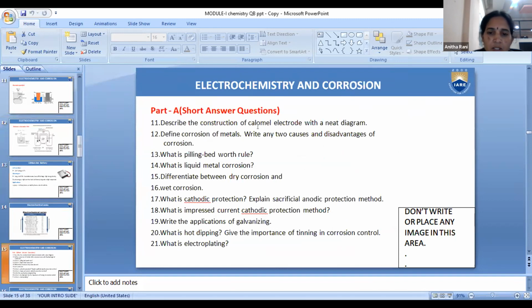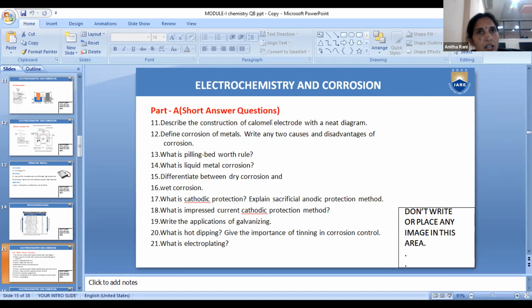Now describe the construction of the calomel electrode with a neat diagram. Hello, students. Construction, tell me. You remember a very simple construction. The calomel electrode is made with a glass tube, a long glass tube. First point, long glass tube.